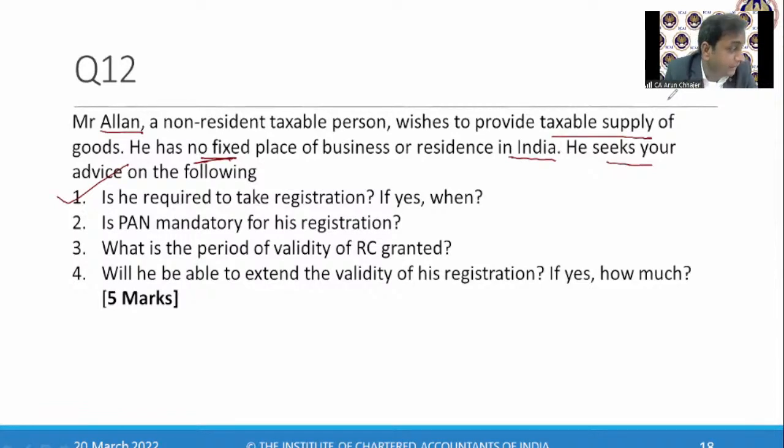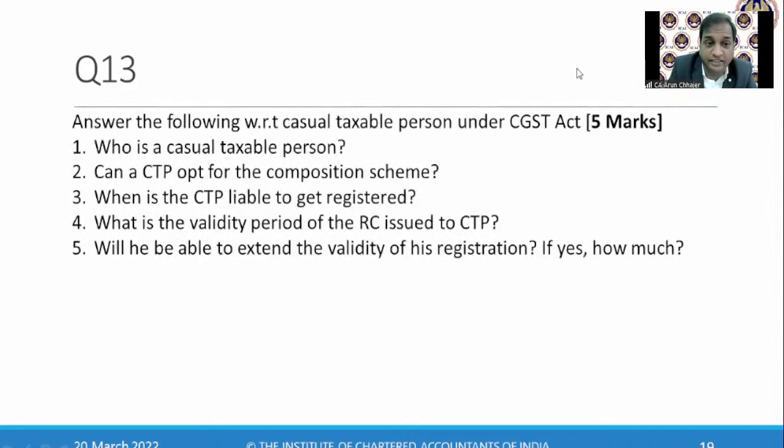Yes. Now give me the reply. Is he required to take registration? Give me the answer for question number 1, question number 2, question number 3, question number 4. The same question is being asked for 5 marks. This is the list of questions which was asked in the previous attempt. The same question is being asked for question number 12, and you can see question number 13. Exactly the same.